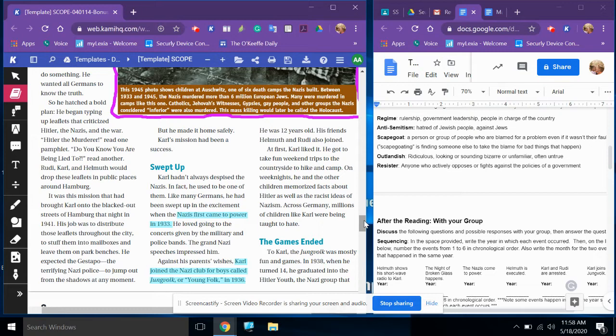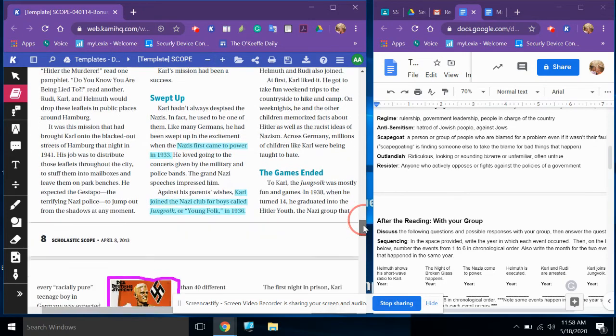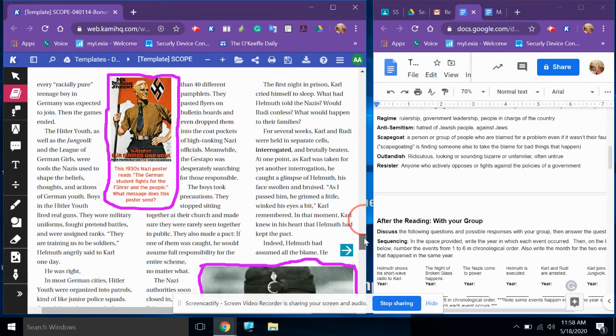The games ended. To Carl, the Jungvolk was mostly fun and games. In 1938, when he turned 14, he graduated into the Hitler Youth, the Nazi group every racially pure teenage boy in Germany was expected to join. Then the games ended. The Hitler Youth, as well as the Jungvolk and the League of German Girls, were tools the Nazis used to shape the beliefs, thoughts, and actions of German youth.